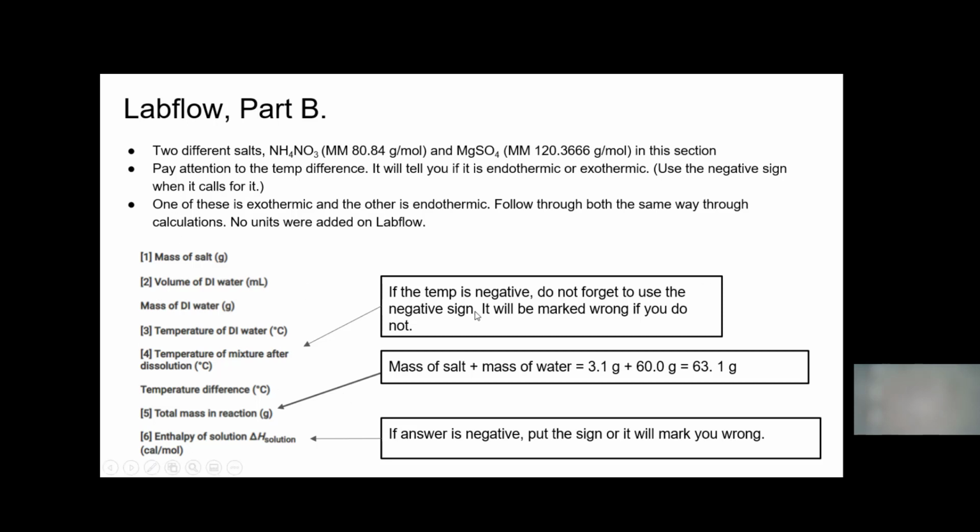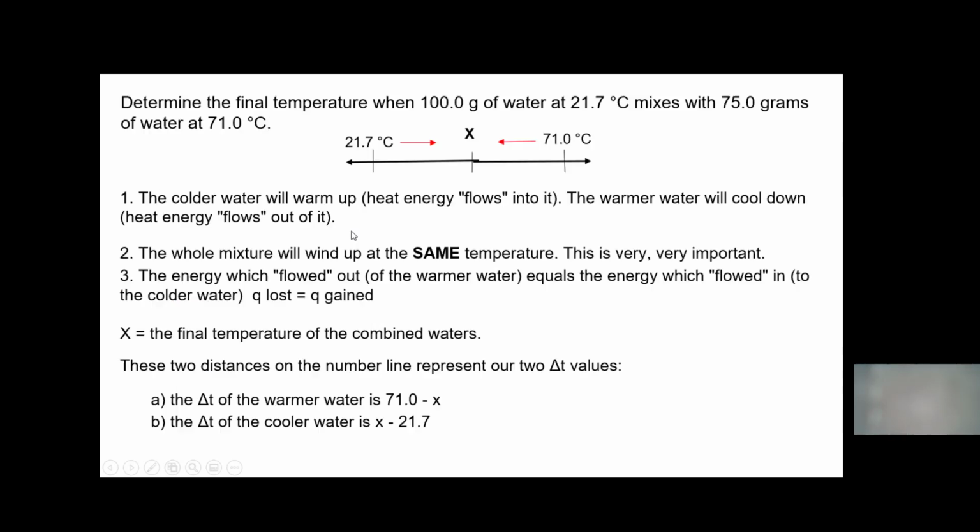So here, I broke this down a little bit. If the temp is negative, do not forget to use it. So this is my little warning to let you know. Mass of salt, this is the solution. So this is where I added everything together. If you get a negative number, put the sign there or it's going to mark you wrong. I've also given you the molar masses of these in the section. And pay attention to temp difference. The temp difference is going to tell you if it's endothermic or exothermic. I did not use units on LabFlow. I never do, and it still seems to mark me right.